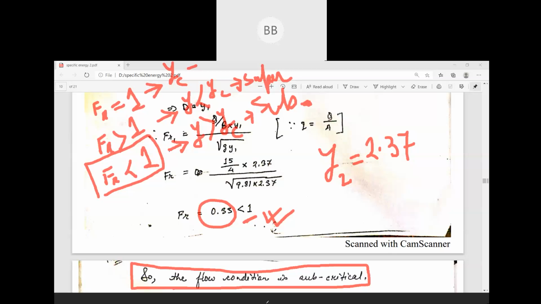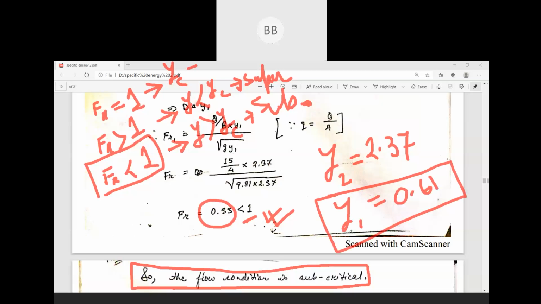So similarly you try to find out for y1 also, that is 0.1861. Try to find out for the next depth also, and find out how much you got for your Froude number.